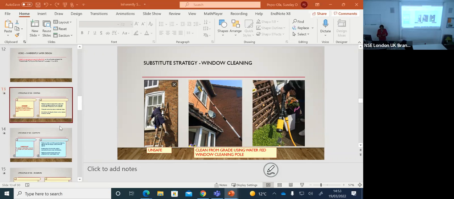And so what they've done here is they've substituted the unsafe equipment, which is a ladder, with a safer, longer brush to clean the window. So he's removed the hazard because he substituted safer equipment, replacing the ladder with the longer brush. And this is an illustration in real life of the example of substitute.